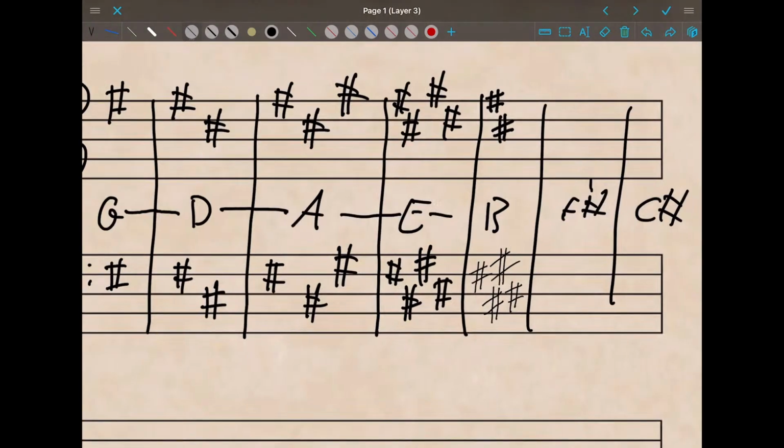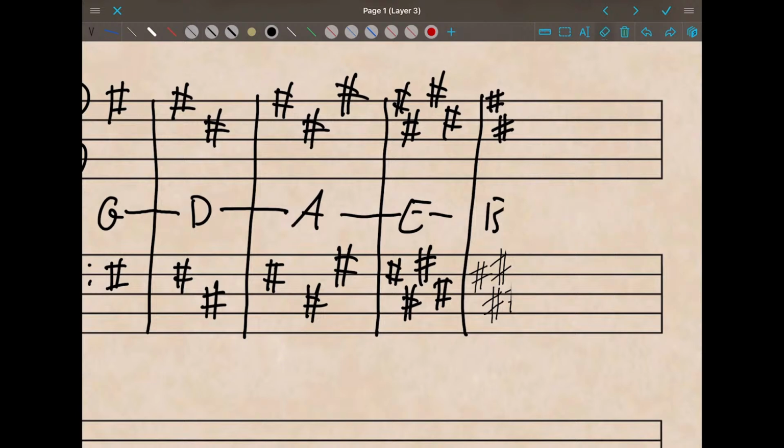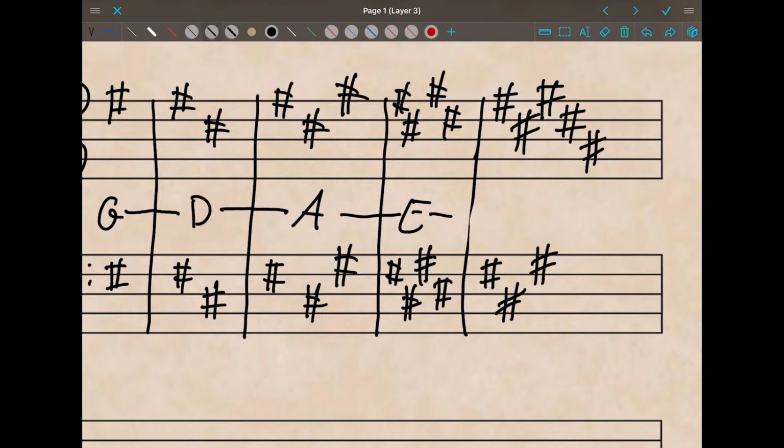Oh, I ran out of space. So 1 sharp, 2 sharp, 3 sharp. Whoops. Let's make some space here. Start over with B major. We got F, C, G, D, A, F, C, G, D, A.